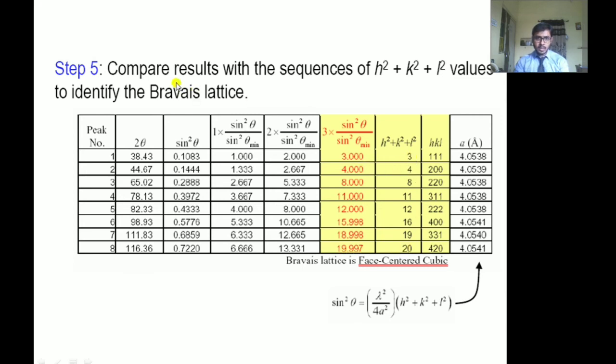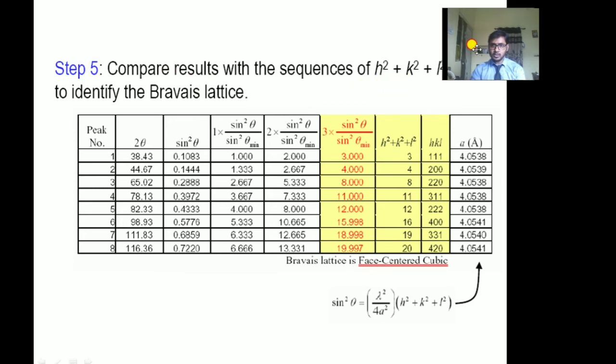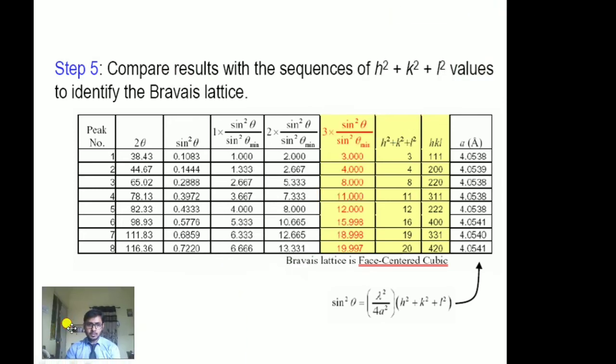So here I compare the result with the sequence of h square, k square and l square values to identify the Bravais lattice. So 3 stays 3, 4 stays 4, 15.999 becomes 16, 19 and 20. So this is actually the h square plus k square plus l square value.